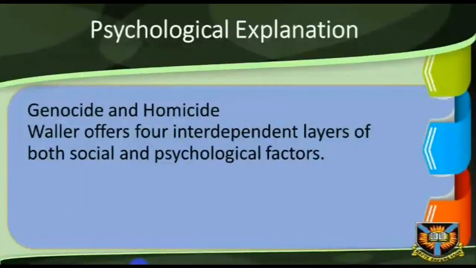Psychological explanation of genocide and homicide. The common explanations of genocide and mass killing include things like uniquely violent cultures, groupthink, and mass psychosis and psychopathology. This is not to say that none of these explanations has anything to offer. Rather, they simply don't fit all of the facts as we know them. Neither social nor psychological explanations alone suffice. In their place, Waller offers four interdependent layers of both social and psychological factors.